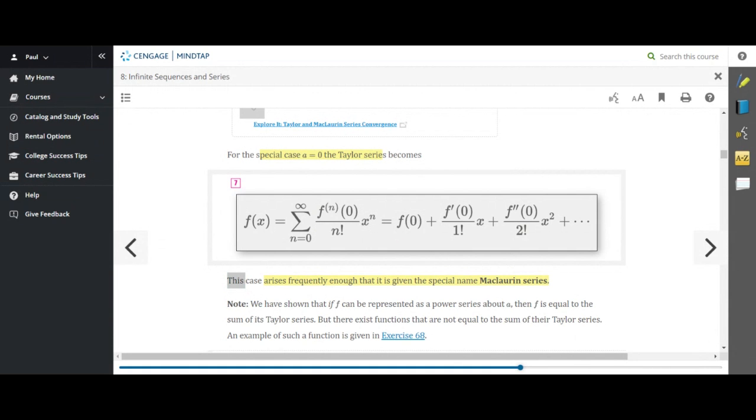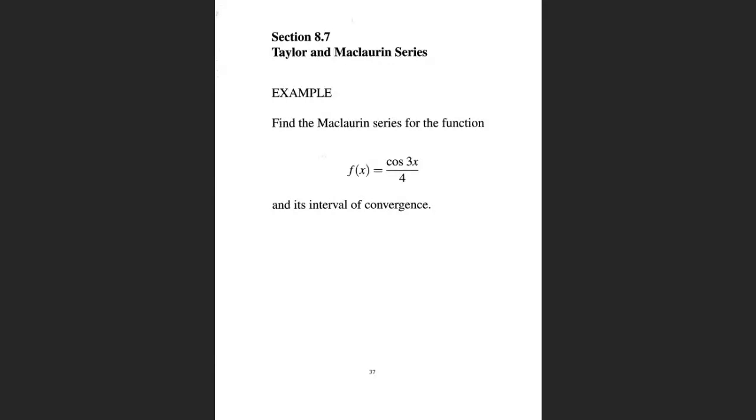Are there any questions? Okay, let's do a few examples here. Let me give you a moment to copy this example down.